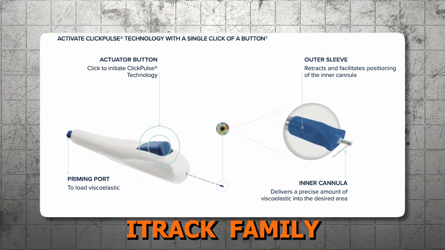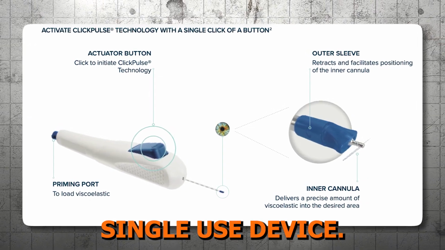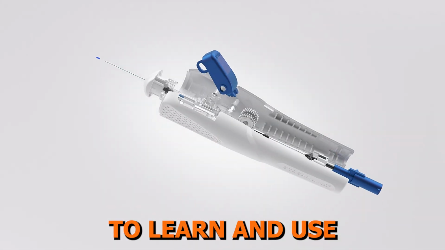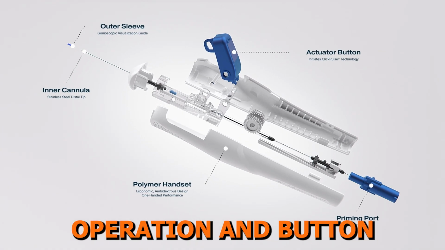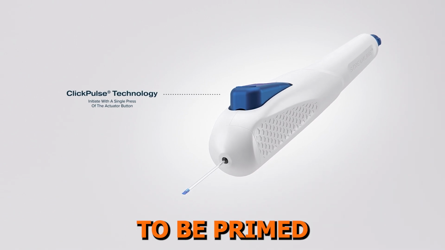Similar to the iTrack family and OMNI, the Streamline surgical system is an implant-free, single-use device. It is intuitive to learn and use with one-hand operation and button depression of the click pulse technology. It is filled with viscoelastic to be primed for delivery.